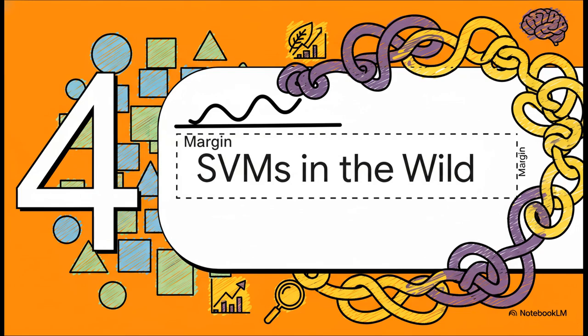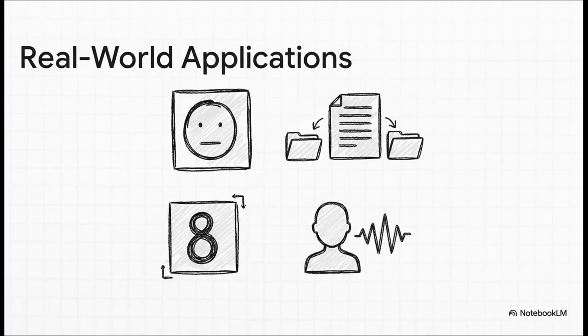So, when you put these two big ideas together, maximizing that margin for robustness and using the incredible kernel trick for flexibility, you get an algorithm that is just incredibly versatile and effective out in the real world. And I mean, they're used all over the place. We're talking about things like face detection in your photos, text categorization for news articles, recognizing handwritten numbers on a check, all the way to really high-level science, like helping physicists discover new subatomic particles. It's just a huge testament to the power of these ideas.